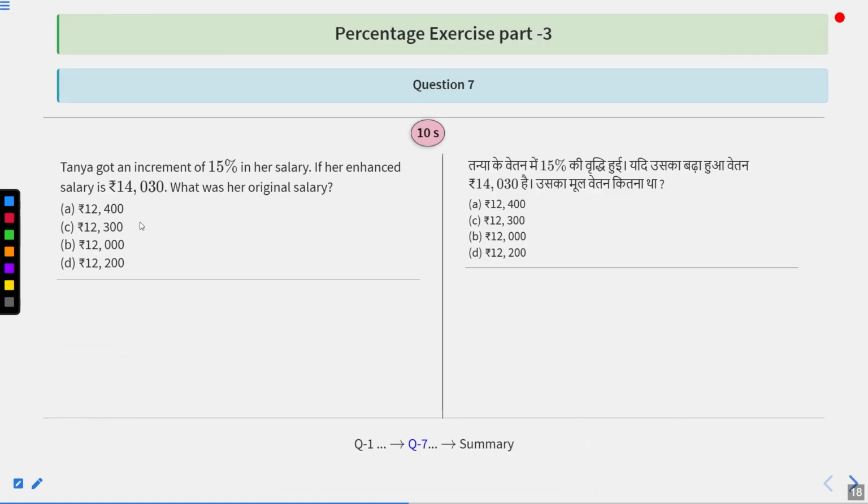Tanya got an increment of 15% in her salary. If her enhanced salary is rupees 14,030, what was her original salary? 12,400, 12,300, 12,000, or 12,200 rupees. These are the options.